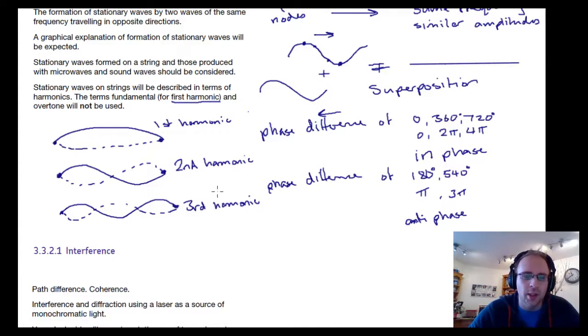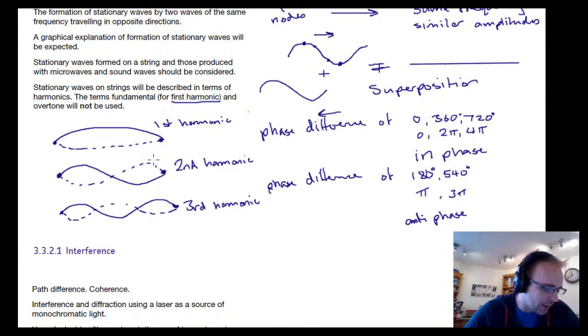There are other situations where we can form standing waves. If I have two nodes here, so the string's fixed in both places, and I pluck in the middle, or I pluck somewhere along the string, then I get waves travelling in both directions which reflect at either end and come back and then superpose.